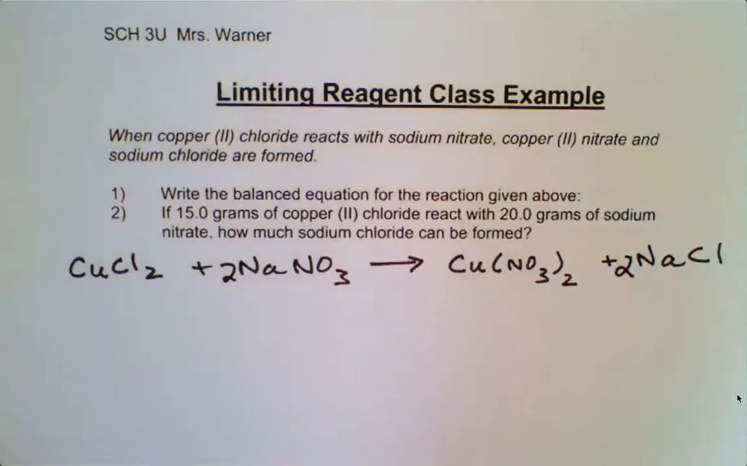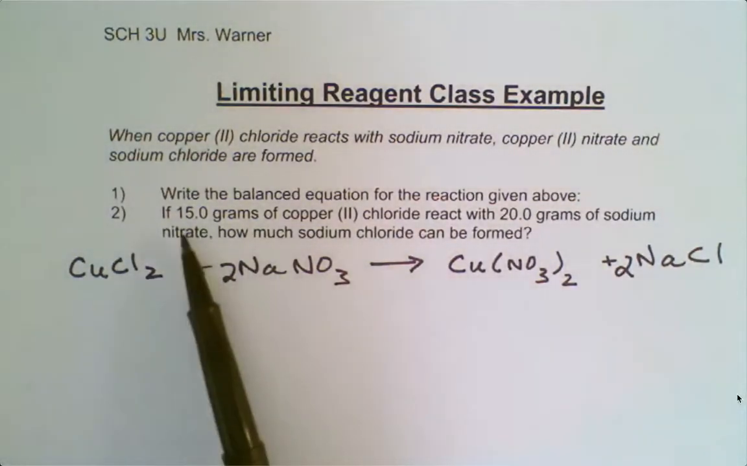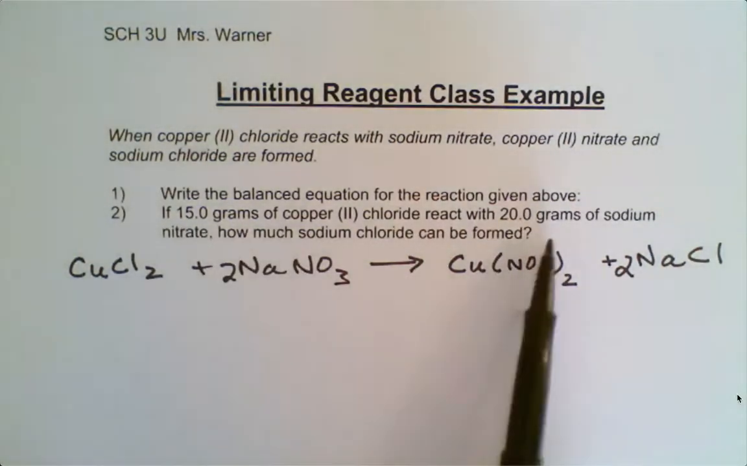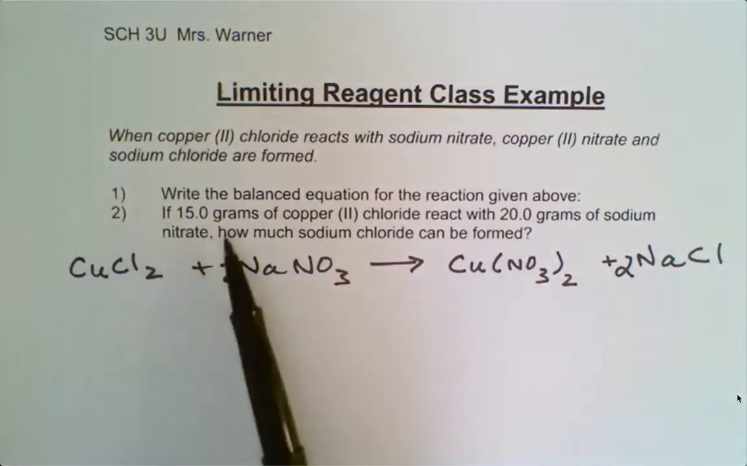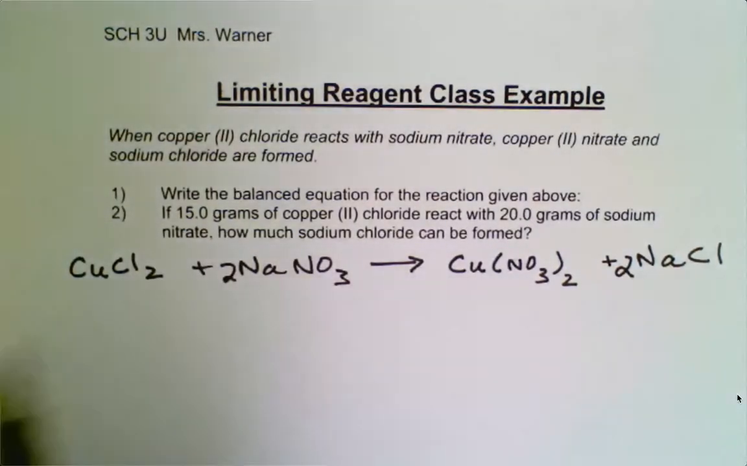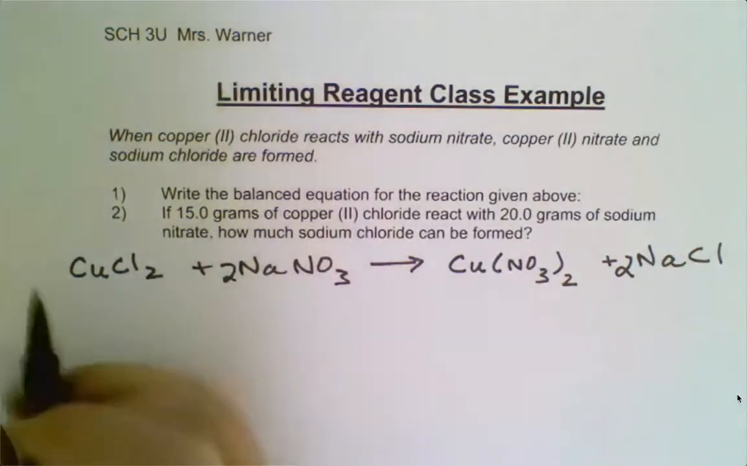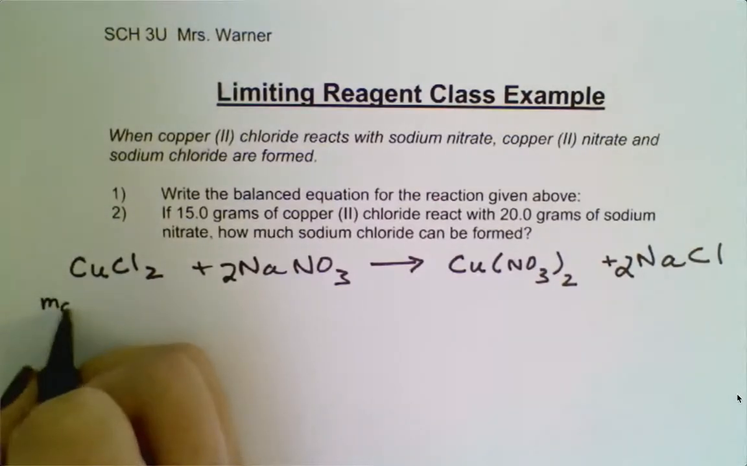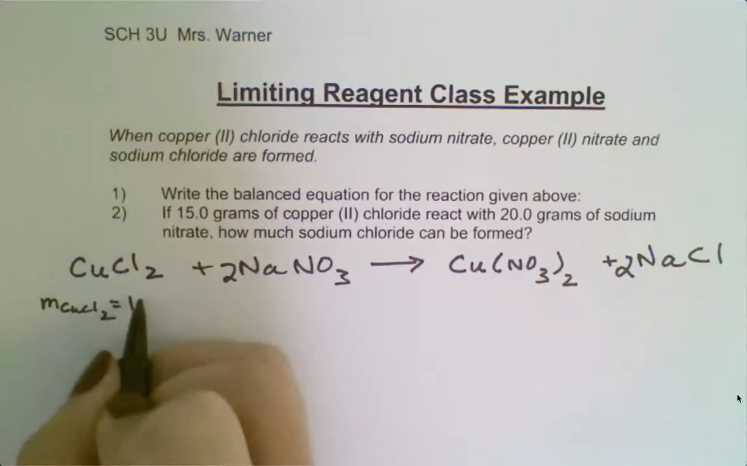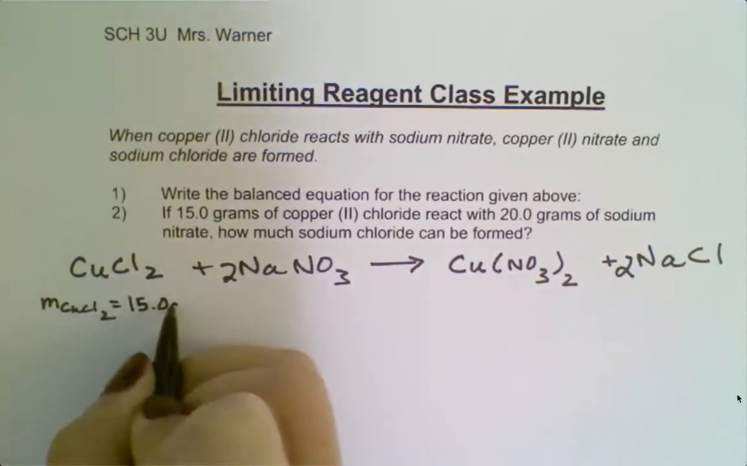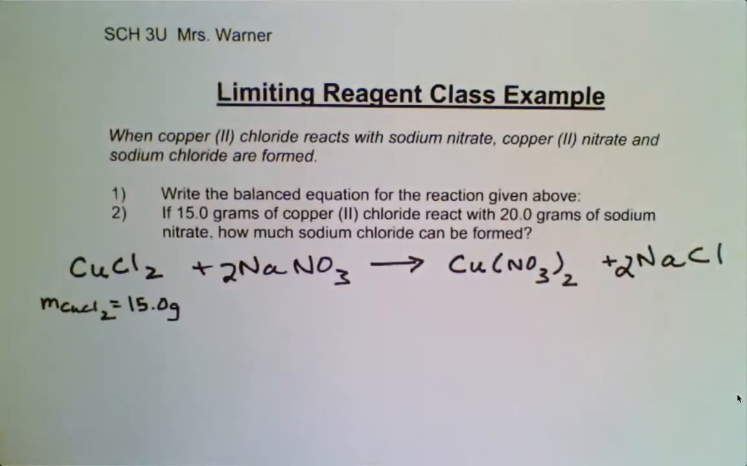Now, we're going to essentially be doing a mass calculation twice, because with limiting reactant calculations, they give you the mass of both reactants, and they want you to figure out how much of a certain product can be formed. So in this case, they tell you that you have 15.0 grams of copper 2 chloride. So this is given, and I use little m for mass. And the mass is given to us in 3 significant digits, 15.0.